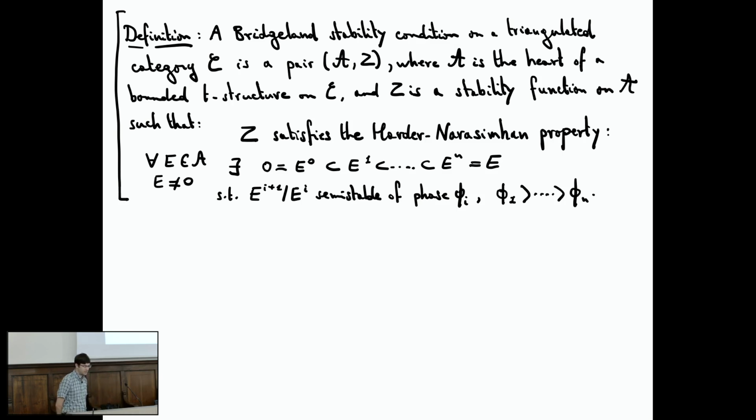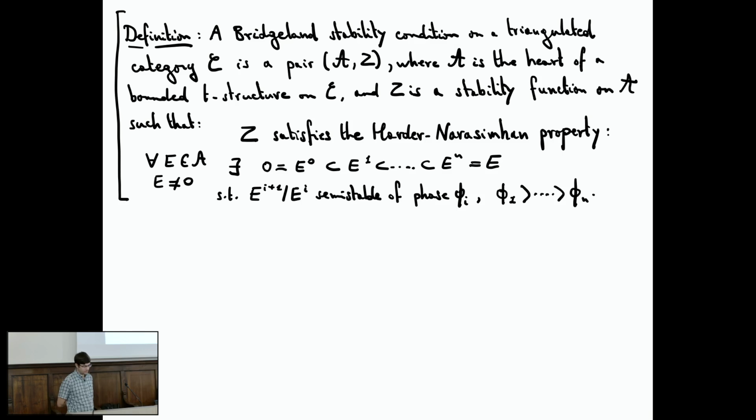And here is a definition, due to Bridgeland, of a stability condition on a triangulated category now. It's the data of two things, of a pair A, Z, where A is a nice abelian category sitting inside your triangulated category. So technically, it is the heart of a bounded t-structure. And Z is a stability function on this abelian category.